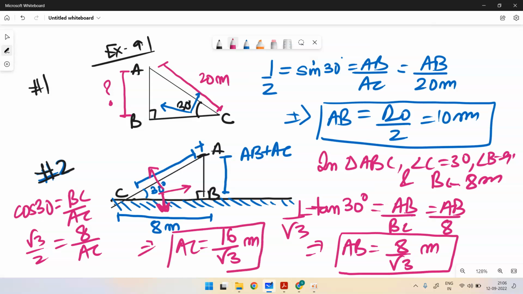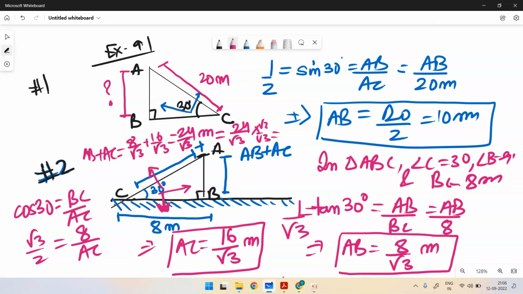Now what is the length of the tree? The length of the tree is AB plus AC. So what is AB plus AC? AB plus AC is nothing but 8 by root 3 plus 16 by root 3, equal to 24 by root 3 meters. If you simplify this, 24 by root 3 into root 3 by root 3 is nothing but 3 times 8, 24, so 8 root 3 meters. This is your answer, the length of the tree.